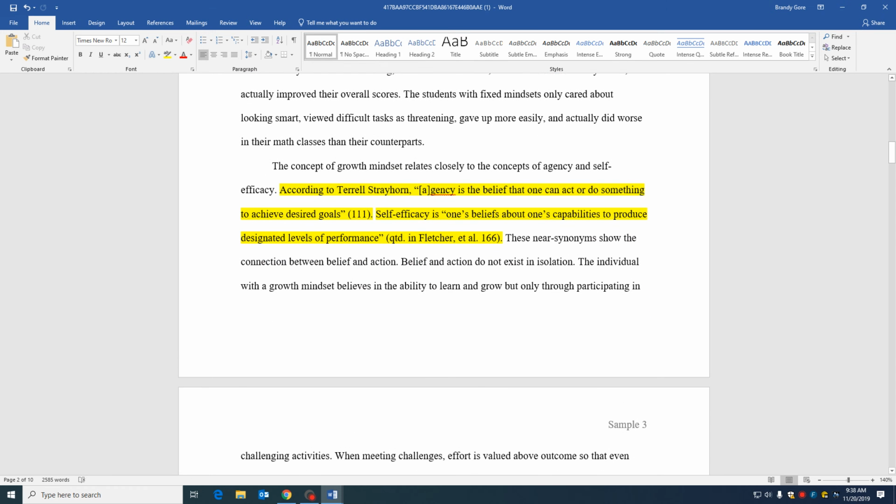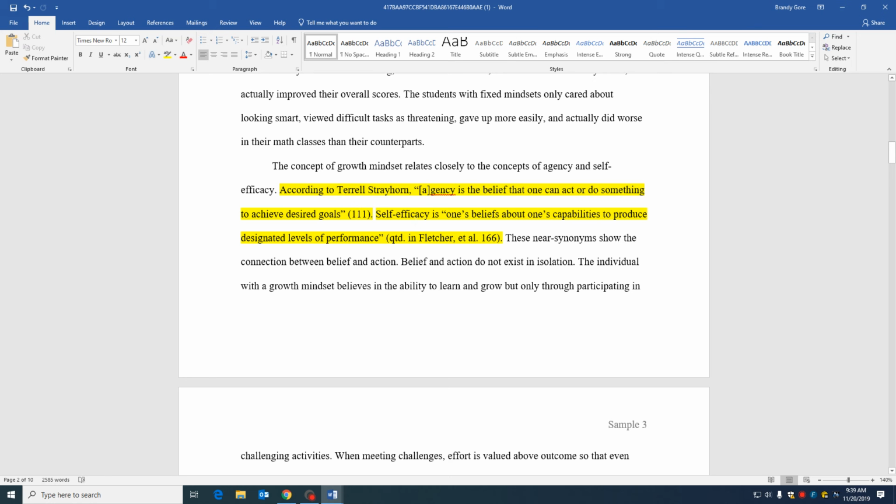All right, let's look at this. According to Terrell Strayhorn, agency is the belief that one can act or do something to achieve desired goals. Anytime we are changing information in the direct quote, we have to put brackets around it. And so all this is showing is that in the original source, it was capitalized, and it doesn't need to be capitalized in this particular sentence because we are looking at regular sentence structure. And this is an introductory clause. And then beyond an introductory clause, we just have lowercase. Also, of course, we have the page number here.